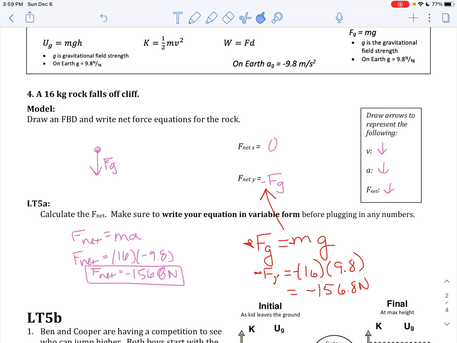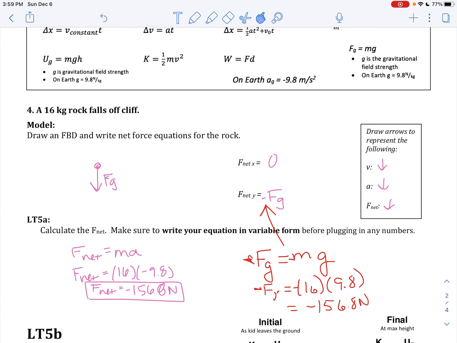So there's a couple of different ways to think about this one. All right, that's LT5A.